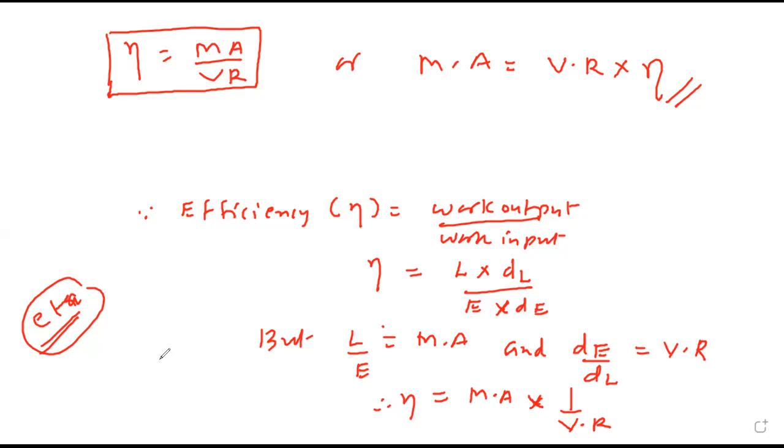Done, sir. Okay. Others have also done? Yes, sir. Okay. Now we have completed basic definitions regarding machine, load, effort, mechanical advantage, velocity ratio, work input, work output, efficiency, ideal machine, actual machine, and relation. Now some practical machines we are going to see, or simple machines.